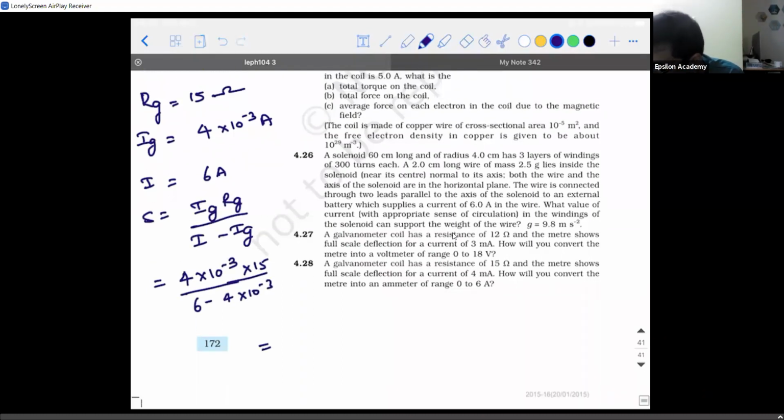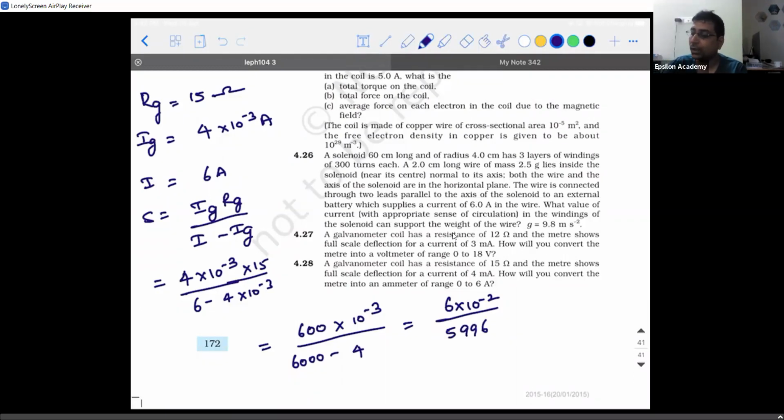So that will be 600 into 10 power minus 3 divided by 6000 minus 4. So 6 into 10 power minus 2 divided by 6000 minus 4, which is 5996. So whatever the value is, that many ohm is what we need to connect in parallel so that it behaves like an ammeter.